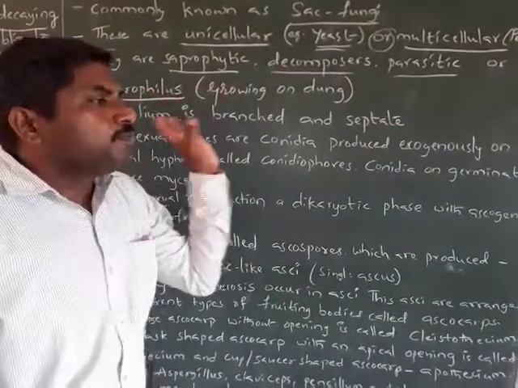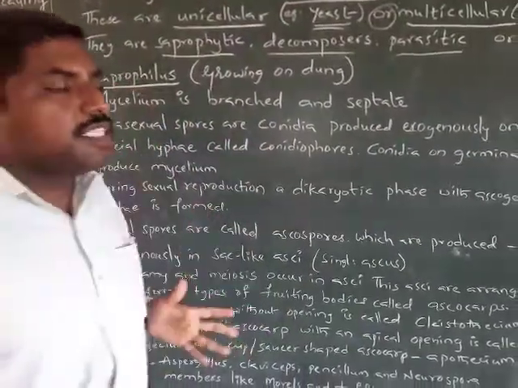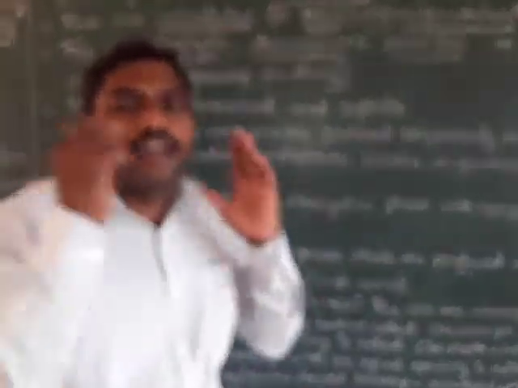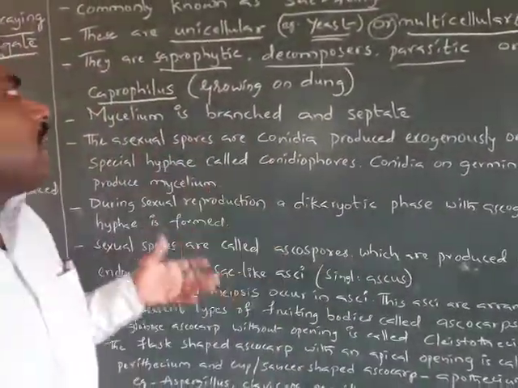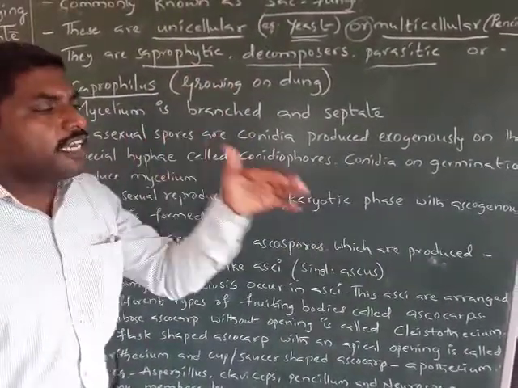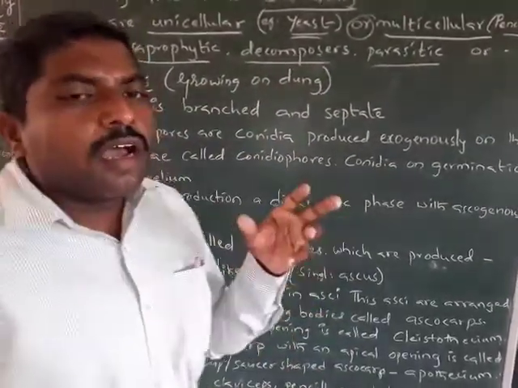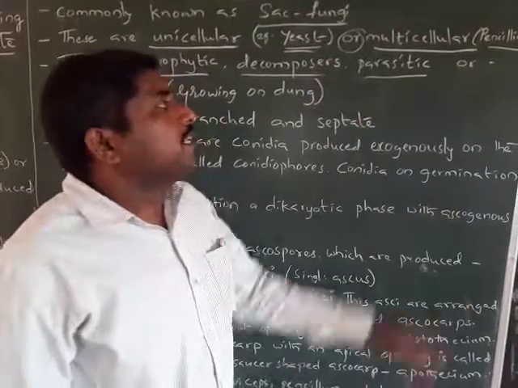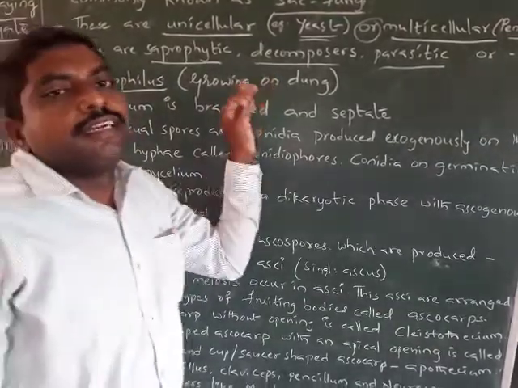Saprophytic means these fungi are heterotrophic organisms, as we learned in earlier classes. They cannot synthesize their own food and always depend on other organisms. They grow on dead organic matter for their food, and they are decomposers also, disintegrating the decaying material. And there are parasitic and coprophilous fungi. Coprophilous means they grow on dung.